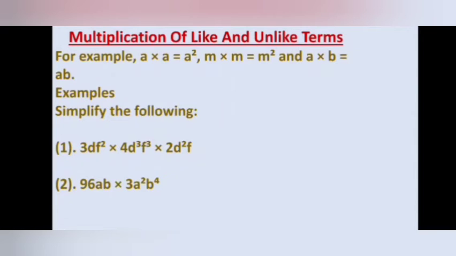You can see that these two are unlike terms. You can multiply unlike terms, so you just join them together, which is ab. Right? So like terms and unlike terms can be multiplied, but you can't add or subtract unlike terms. So let's take examples. We have these examples here. Simplify the following. You can see them there.